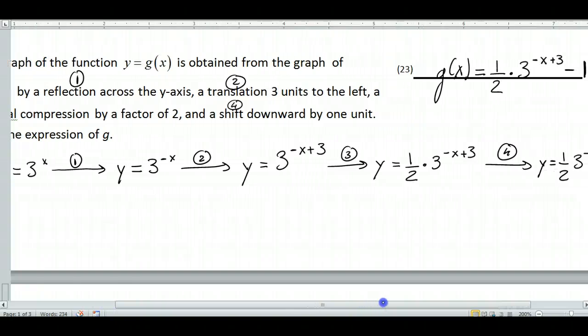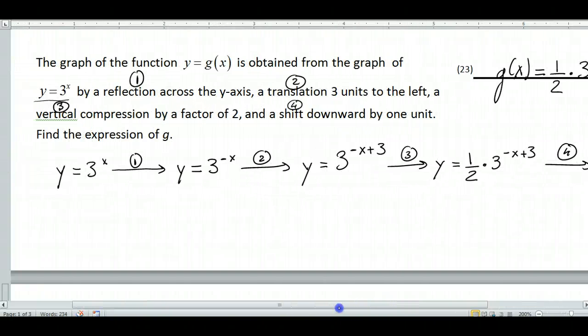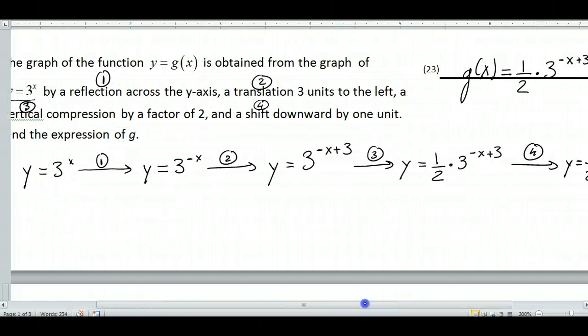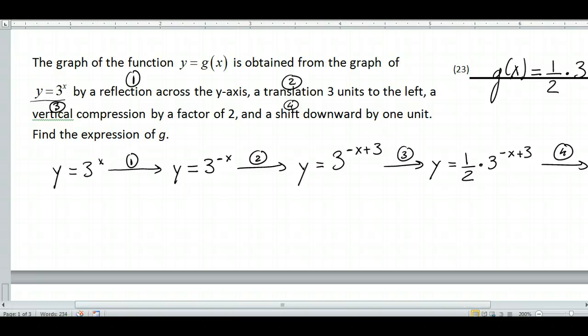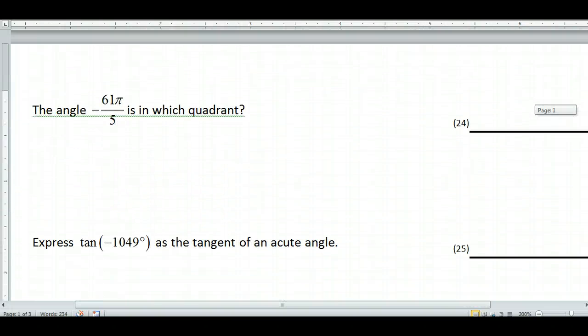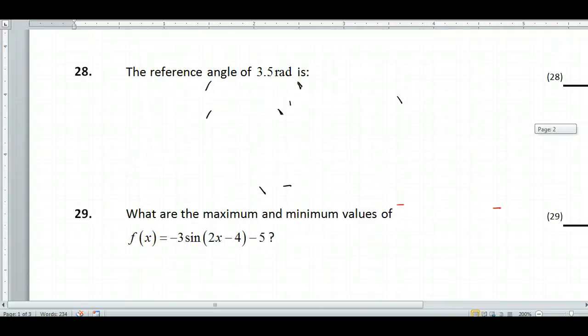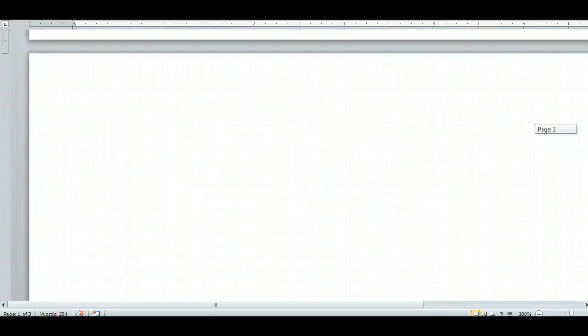Reflection across the y-axis, translation 3 units to the left, vertical compression by a factor of 2 and 1 unit down. Oh yeah, I think it's good. Alright, how many more right here? Oh, look at all the marks.